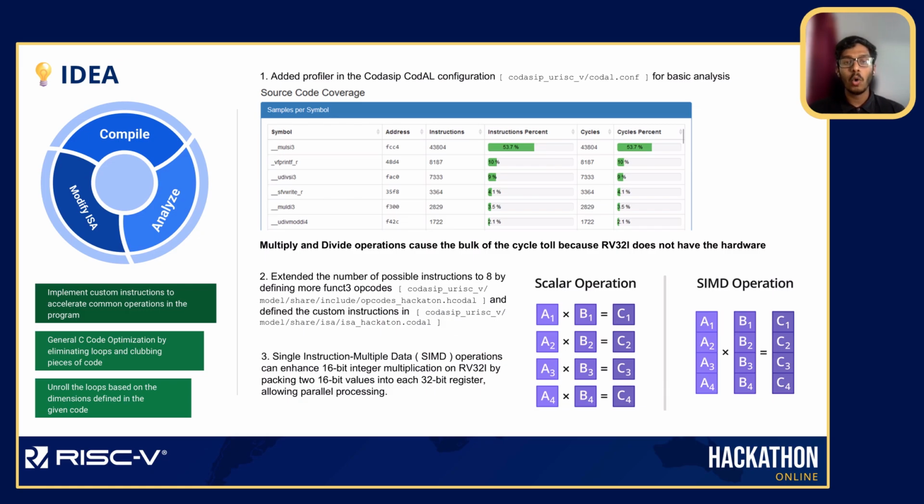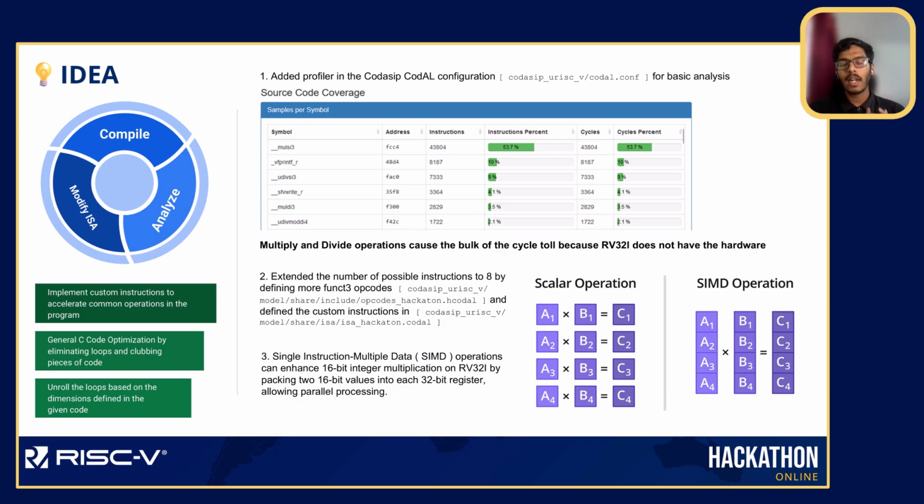And optimize the whole resultant code for the given dimensions of the given problem statement. So for that, as a first step, I have added the profiler configuration into the Codasip IDE to get a sense of what the hotspots in this code are. From that, I can understand that multiplication and division is something that RV32I is struggling with. So we had to add that.